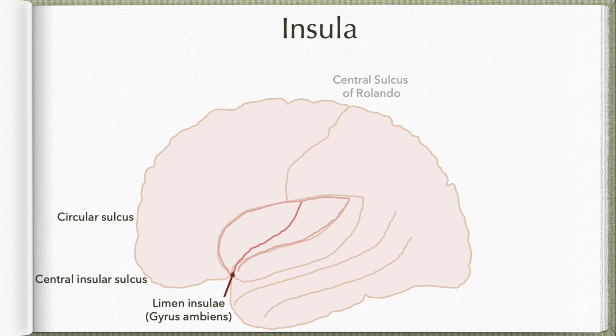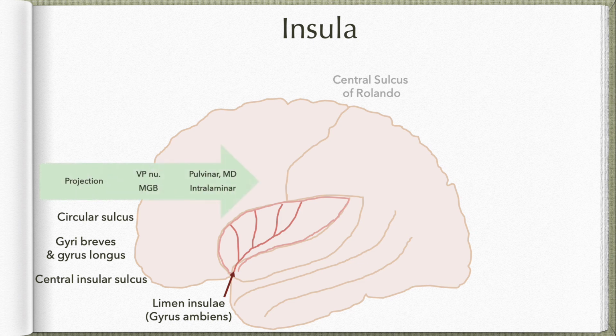Then within this insular cortex, there is a central insular sulcus which separates this insula into a larger anterior part and a smaller posterior part. The larger anterior part is further divided by 2 or 3 sulci into multiple gyri brevis, and the smaller posterior part is known as gyrus longus.